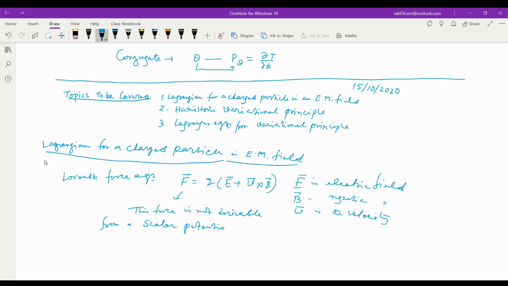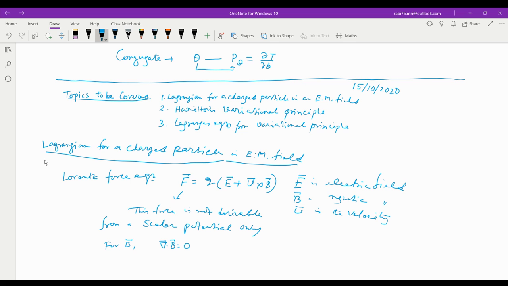Potential only, right? You know E equal to minus grad phi, that you know. But magnetic field B cannot be derived from a gradient of a scalar potential. So let us see how B can be written. We know for B we have del dot of B equals to 0.